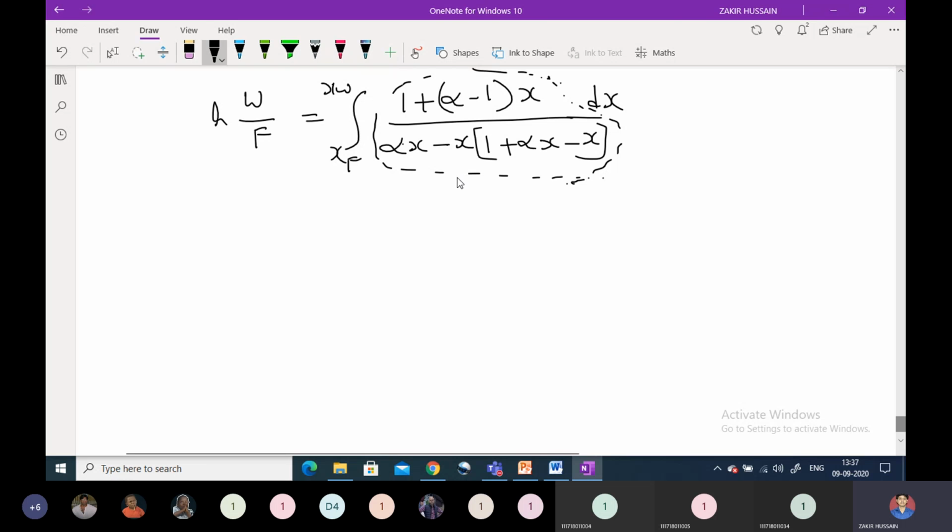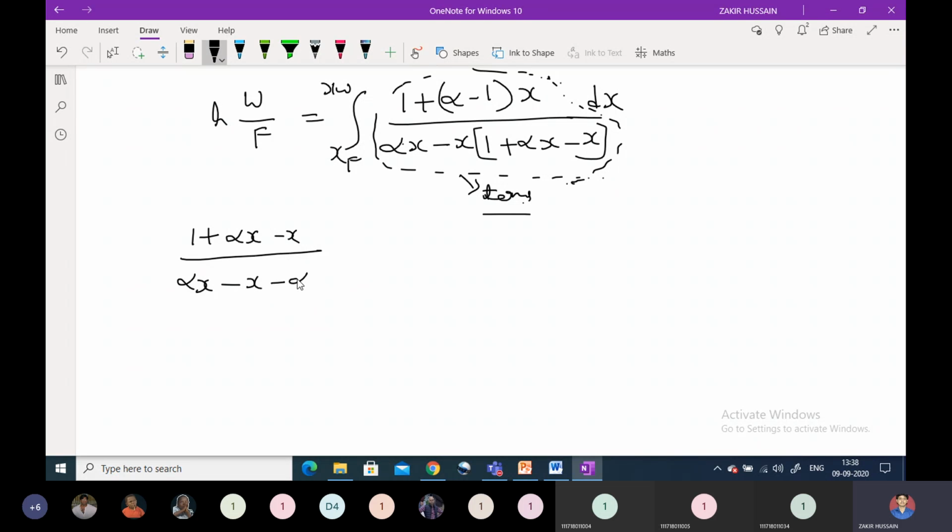So I am taking only this term outside. So 1 plus alpha, I'm just expanding this one, alpha minus x, alpha just sending inside. So alpha x minus x, this one, divided by alpha x minus, I am expanding this term. So I'm sending x inside. So x into 1 x. So minus into plus is minus alpha x square. So minus into minus plus. So this will be x square.